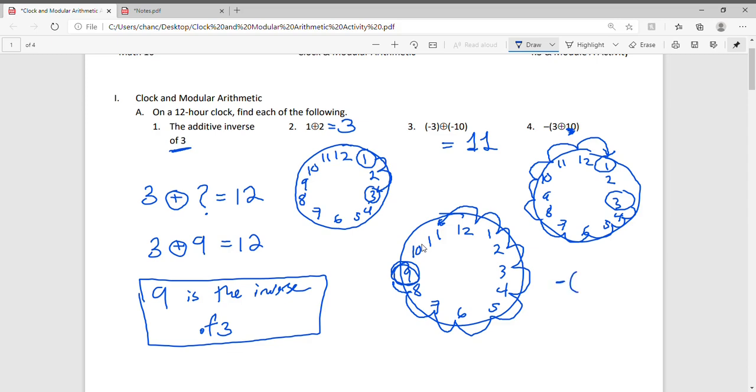So negative 3 plus 10 equals negative 1 in clock arithmetic. But what's negative 1 in clock arithmetic? That is equivalent to 11, because 0 is 12. We go to the left 1. That is 11. So negative 1 is equivalent to 11 in clock arithmetic.